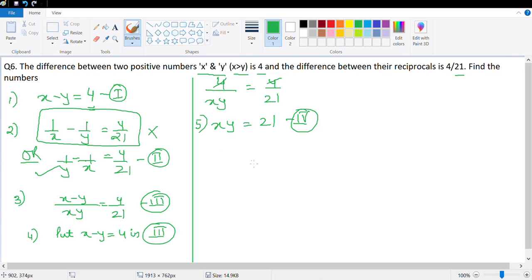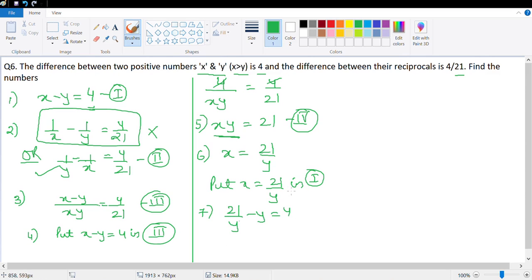Now, how do we move from xy is equal to 21 and x minus y is equal to 4? Which means x is equal to 21 upon y. Now, put x is equal to 21 upon y in equation 1, and what we get is 21 upon y minus y is equal to 4. Let's reconfirm. We got xy is equal to 21, so x is equal to 21 upon y, which means 21 by y minus y is equal to 4. So what we have is 21 minus y square upon y is equal to 4.